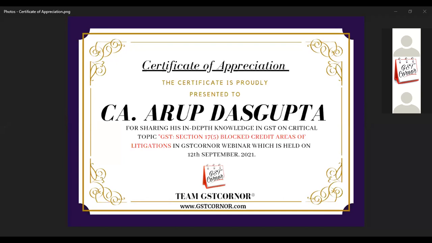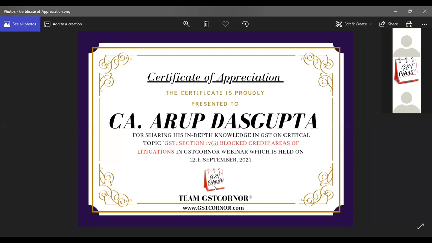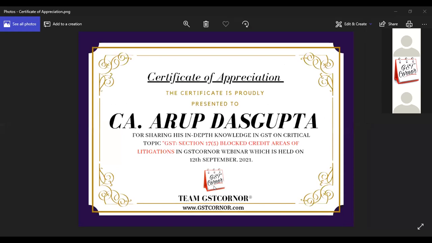Yeah, rightly asked. There is a question that in section 29, there is an amendment that 100% of tax and 100% of penalty will become 200% of penalty. So the query is that in that case, why will an amendment not be made in 17.5i? So in my view, since no tax will be payable, the question of availing ITC under section 17.5i will not arise.